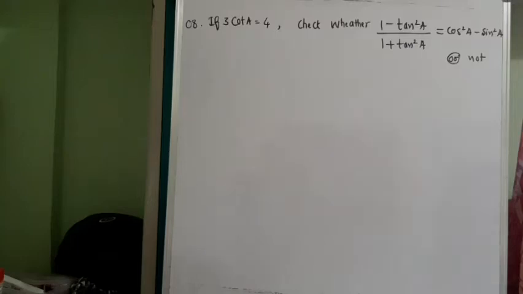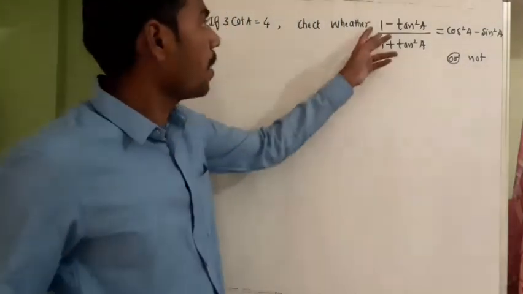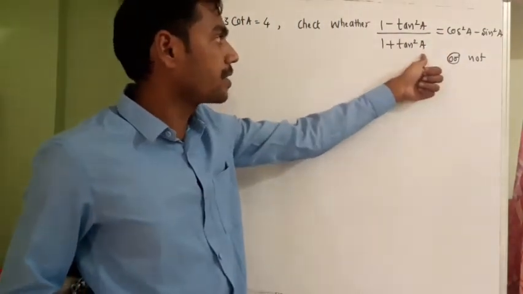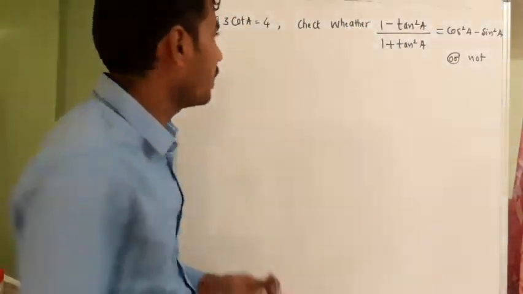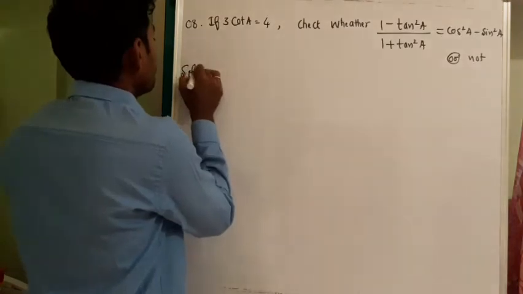Exercise 8.1, the eighth question: if 3 cot A is equal to 4, check whether (1 minus tan square A) divided by (1 plus tan square A) is equal to cos square A minus sin square A. That we need to check. So for that, see.